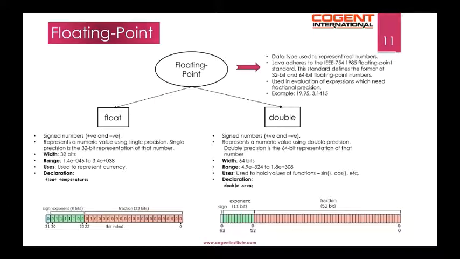In terms of double, again it can be used to represent signed numbers, both positive and negative. It represents a numeric value using double precision. Double precision is the 64-bit representation of that number. The width is 64 bits, which results in this range. It is used to hold values of functions like sine, cos, etc. Declaration is of the below form: double space identifier, in this case area. The most significant bit is the sign bit, followed by 11 bits of exponent and 52 bits of fraction.